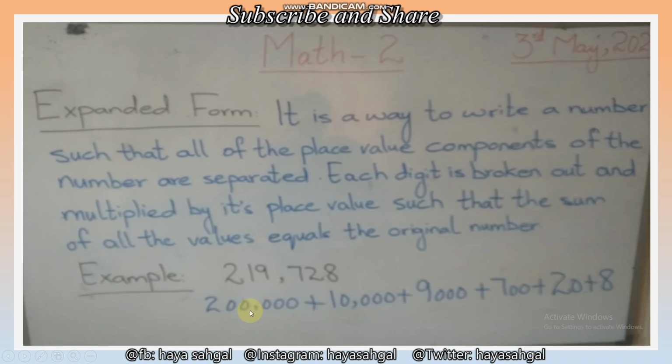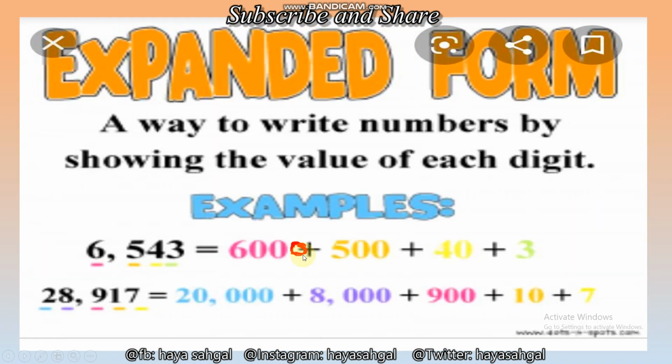As thousands and hundreds, they are separated. Secondly, in expanded form, when we separate them, they are all represented with zeros, and when we add them all together, it will give us the real number in actual. Okay, so this is the example.